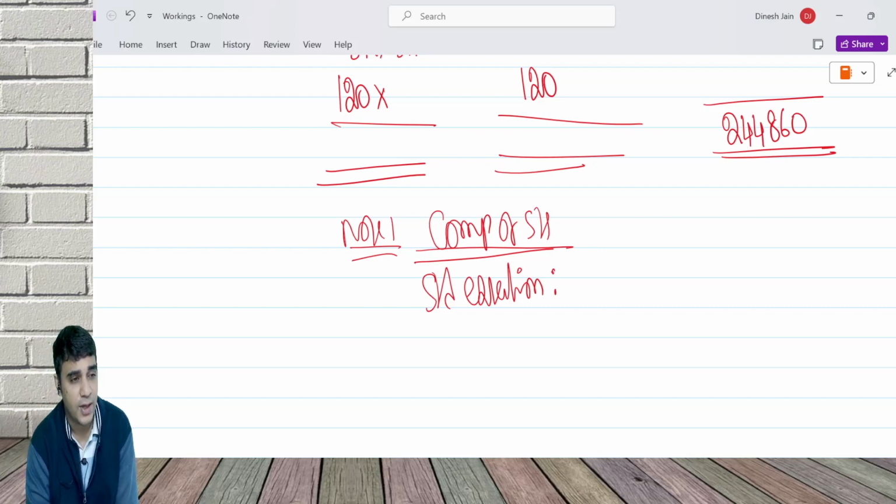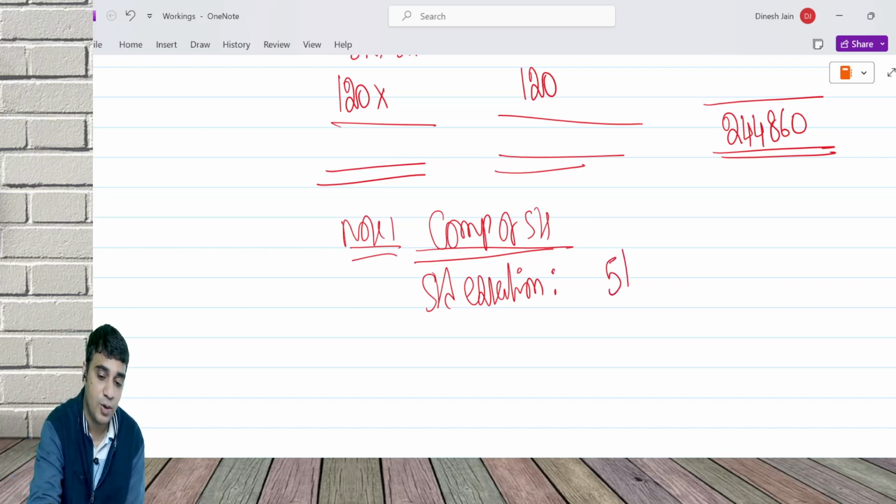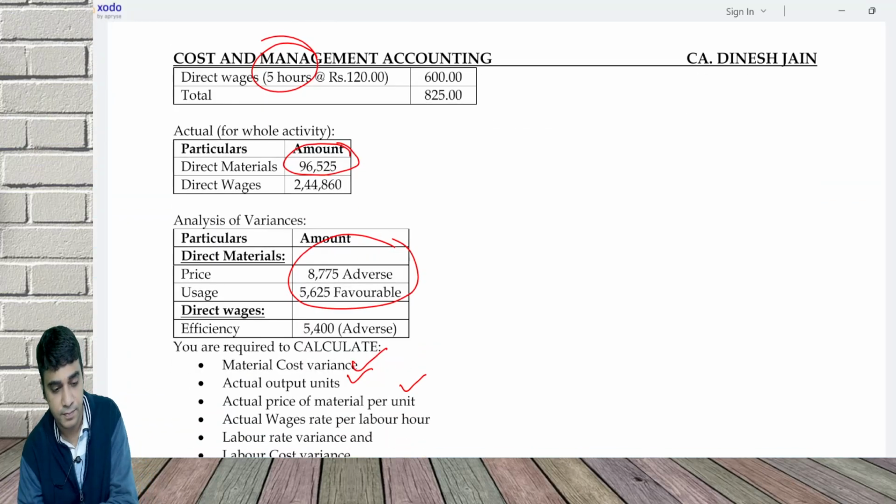Why are you guys looking at 5 hours is equal to 1 unit? This is what I told that time. 5 hours is equal to 1 unit. The standard cost card per unit. Listen for a minute.